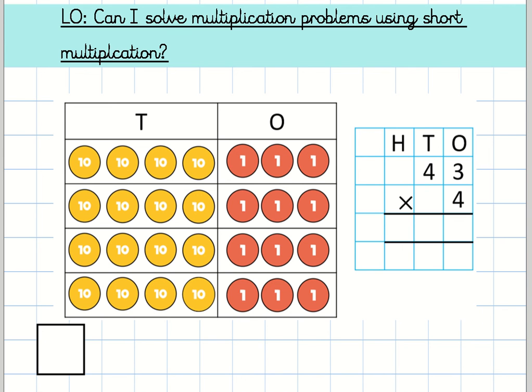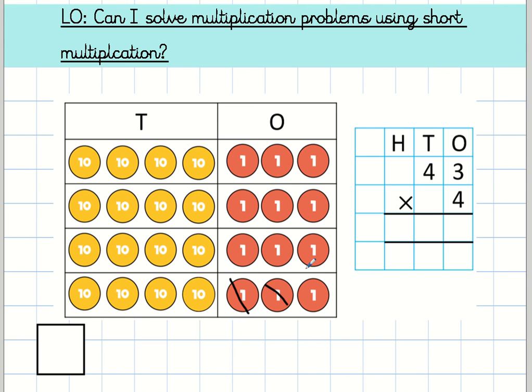Let's have a look at another one. Why don't you pause the video and have a go at doing this one by yourself? Are you ready? 4 times by 3. 4 times by 3 is 3, 6, 9, it's 12. And I can't put 12 in the 1s. So we're going to take 10 of them.